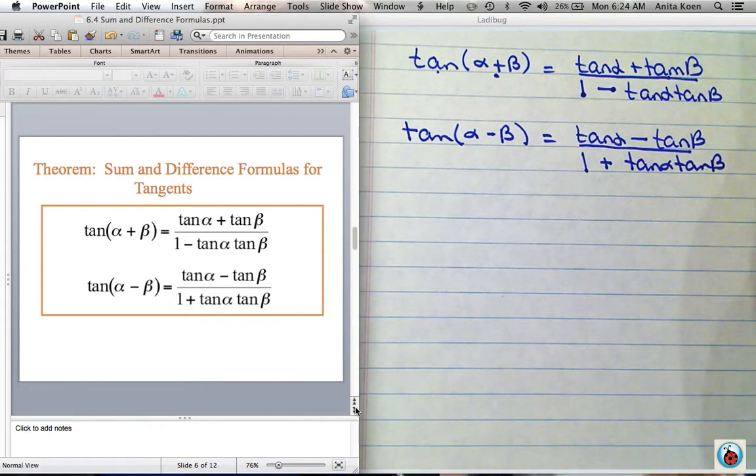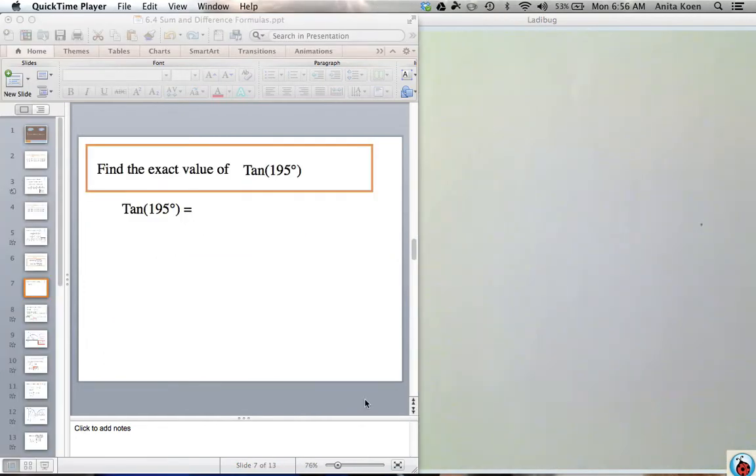Okay, so that's the formula for the sum and difference of tangents. Now what I want you to do is to try this problem: find the exact value of the tangent of 195. I'd like for you to pause this video, try this, and then come back and we'll work it together.